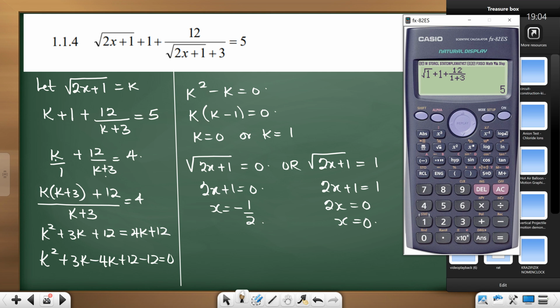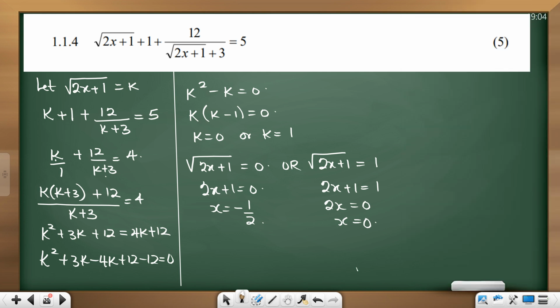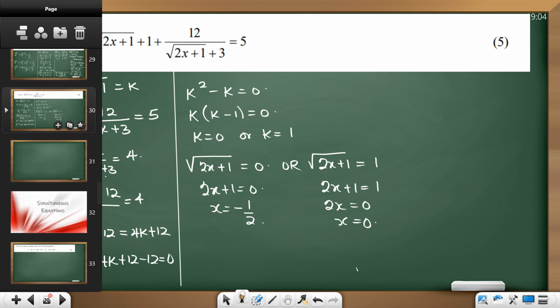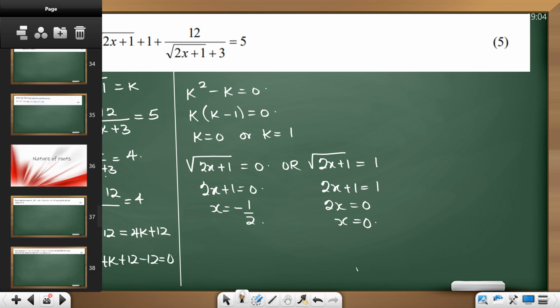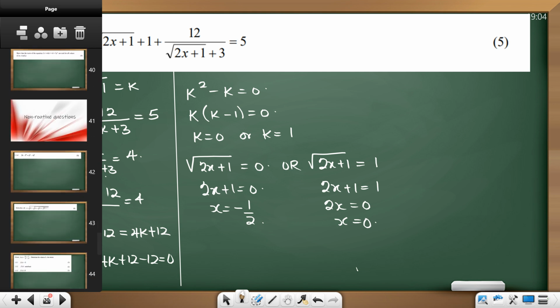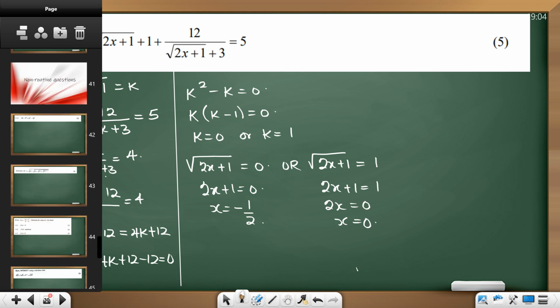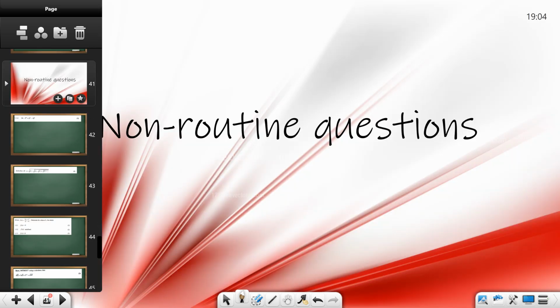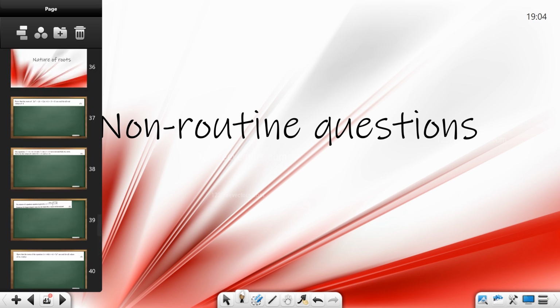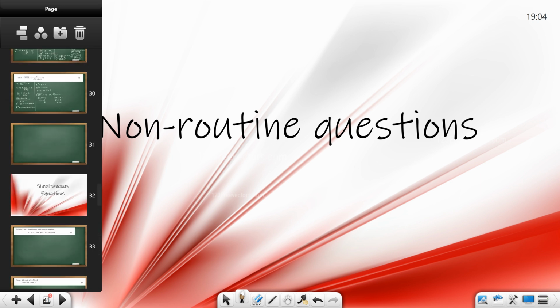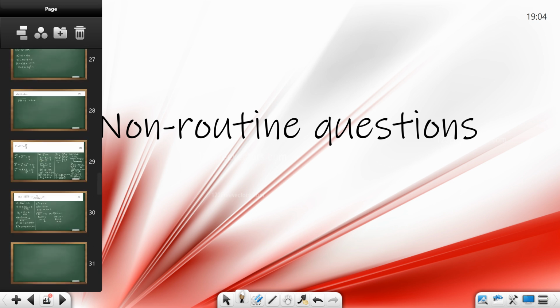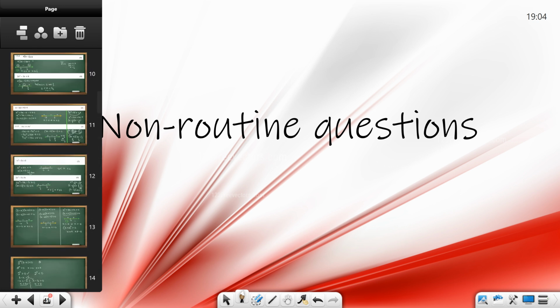You're welcome, Ritabile. Guys, are you okay with this? Our next session is simultaneous equation. Yes, we have simultaneous, we have nature of root. Ooh, these are non-routine questions. Guys, I cannot wait for this non-routine. It's the joker of the sessions. So we have simultaneous and non-routine. This is where I'm going to end it today.